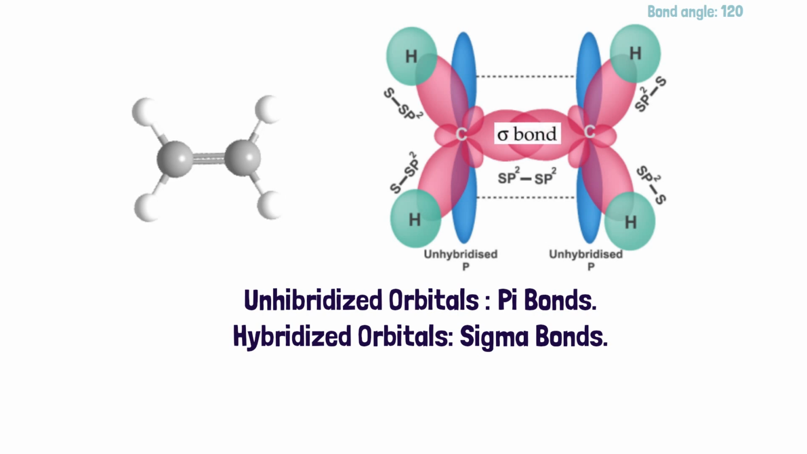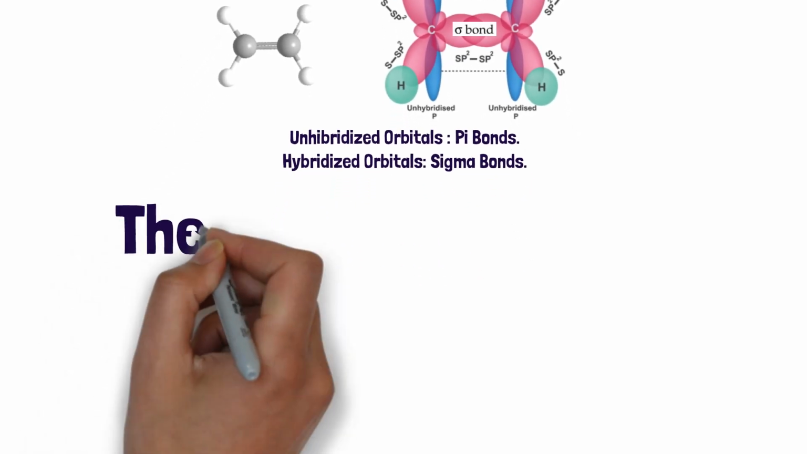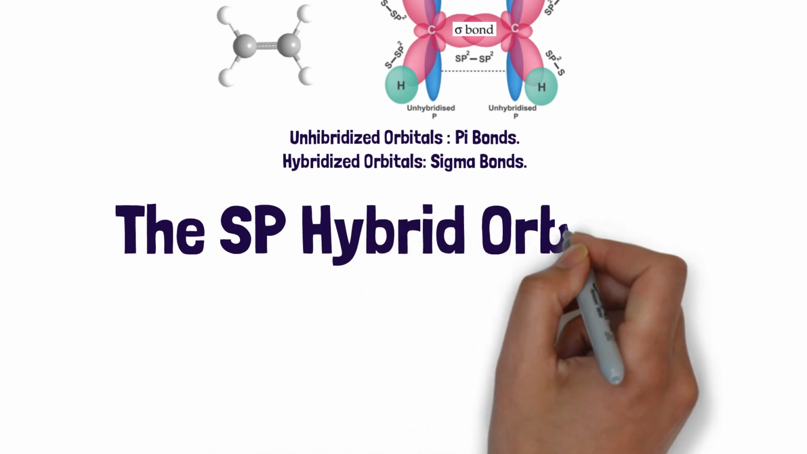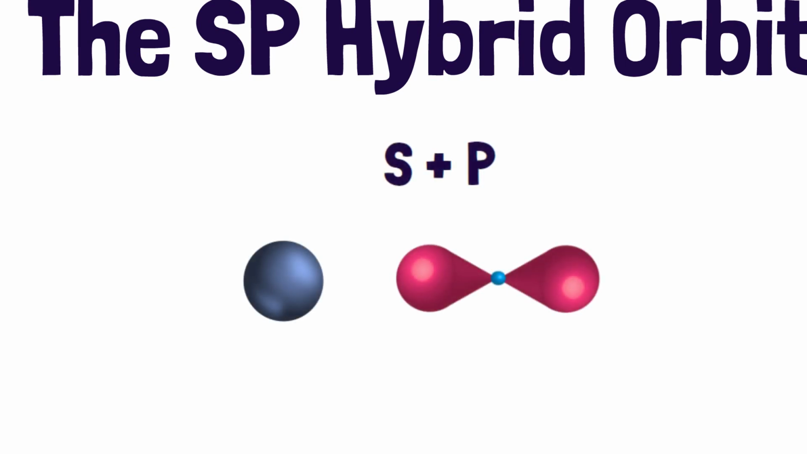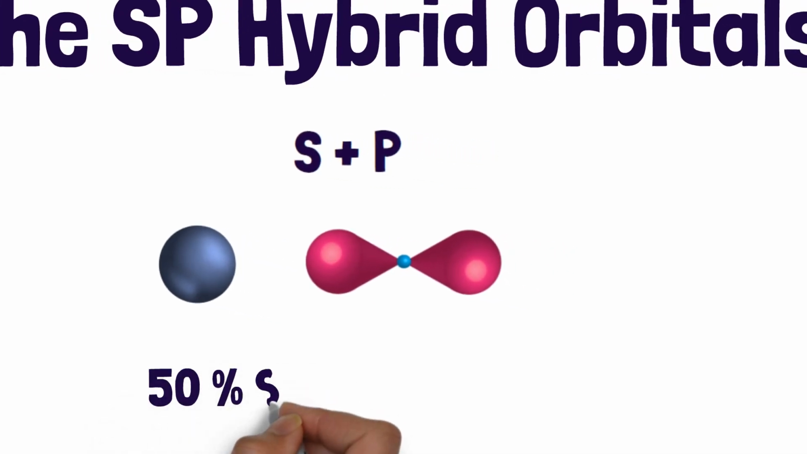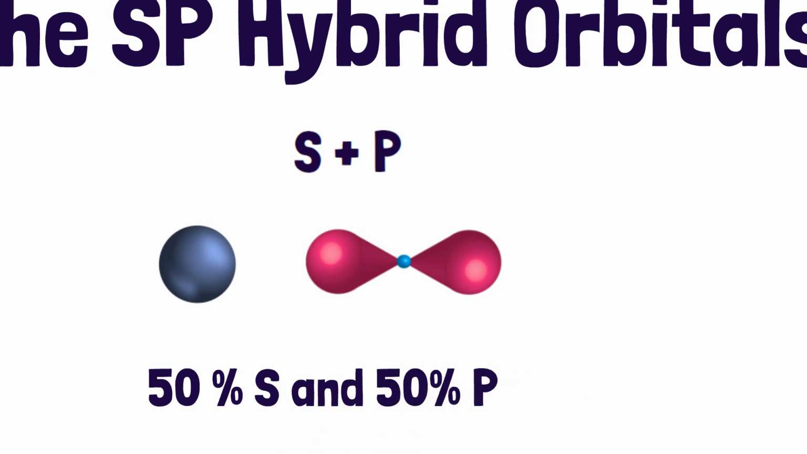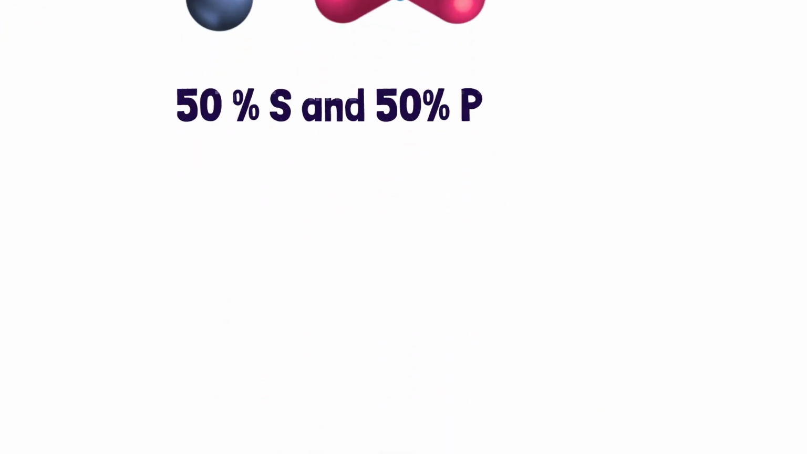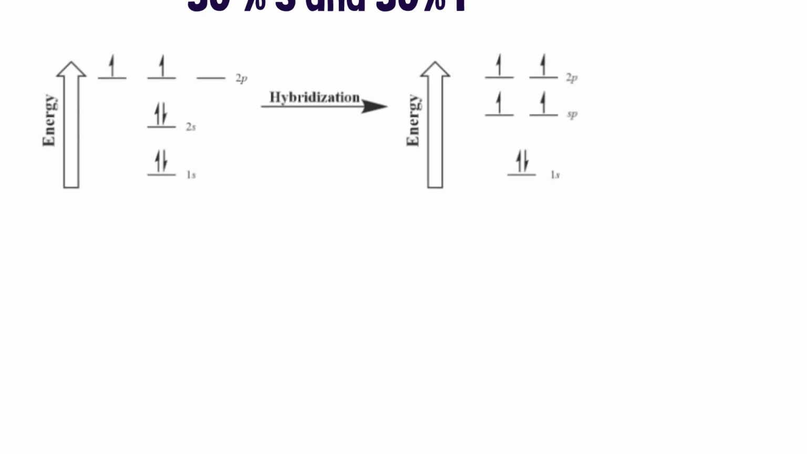Now, let's talk about sp hybrid orbitals. An sp hybrid orbital is a mix of one s orbital and one p orbital. So we have 50% s character and 50% p character. When the one s orbital and one p orbital mix together, the sp hybrid orbitals should be right between the s and p orbitals, and two unhybridized p orbitals remain. As mentioned before, hybrid orbitals are used to form sigma bonds and unhybridized orbitals, in this case the p orbitals, are used to make pi bonds.